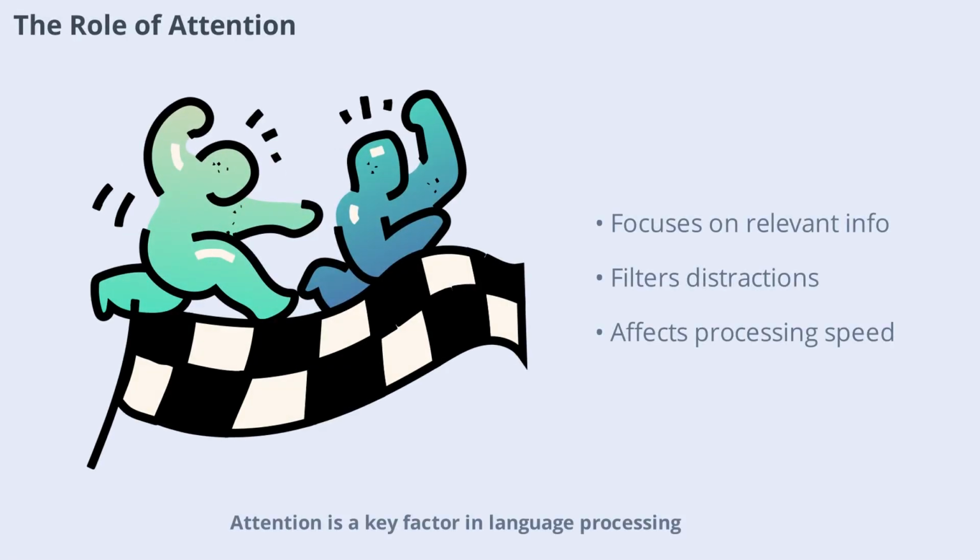Attention is a key factor in language processing. It helps us focus on relevant information, filter out distractions, and switch between tasks. Attention can influence how quickly and accurately we process language, especially in noisy or complex environments. Understanding the role of attention helps explain why we sometimes miss details or misunderstand messages.